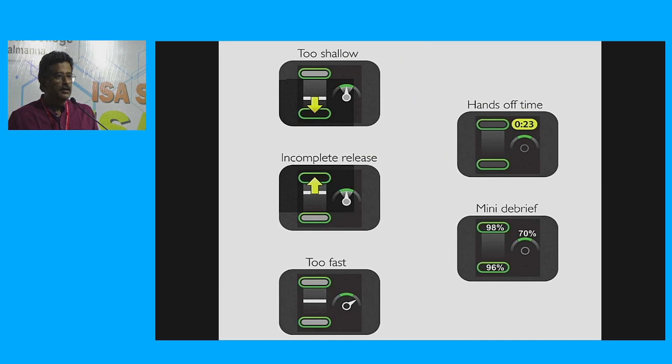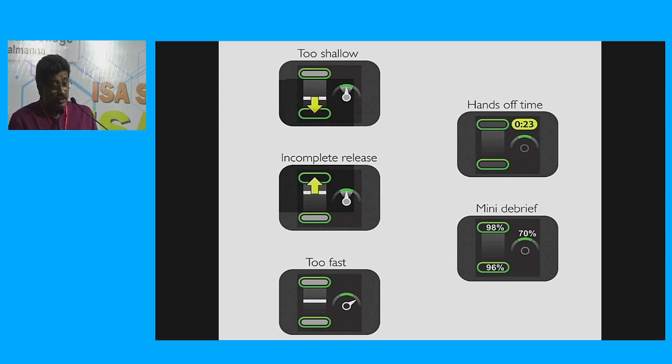So you can see the results. The first one is showing that your depth is not adequate. The second one is showing that your recoil is not adequate. Third, it's showing that your speed of compression, that rate, is higher. And the fourth one on the right side is showing the interruption time. Ideally, the interruption time from chest compression should be less than 10 seconds. Here it's showing 23 seconds.